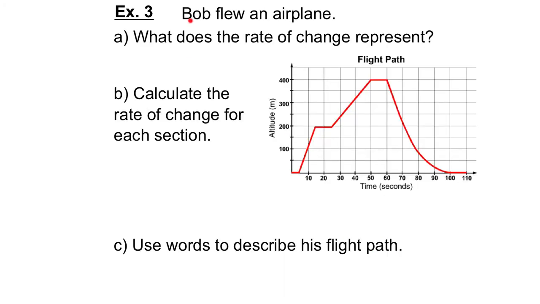Here's another example. Bob flew an airplane. What does the rate of change represent? So let's look at the graph. This is flight path. Here we have altitude.